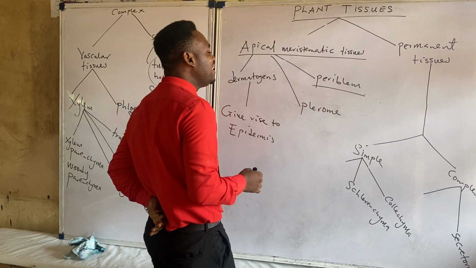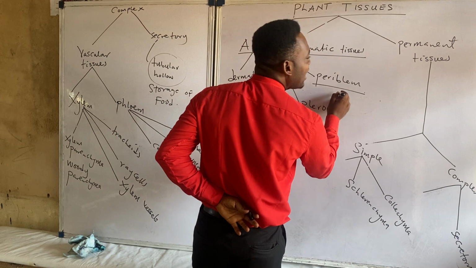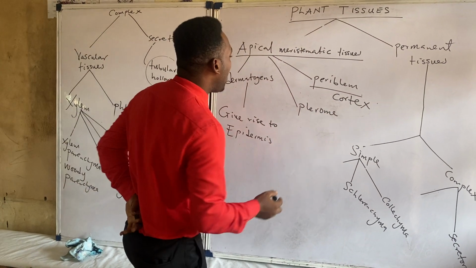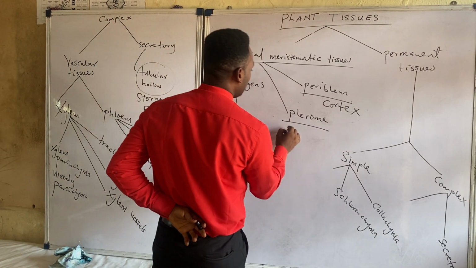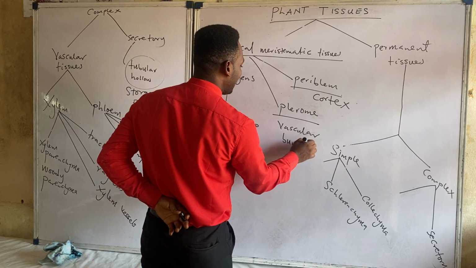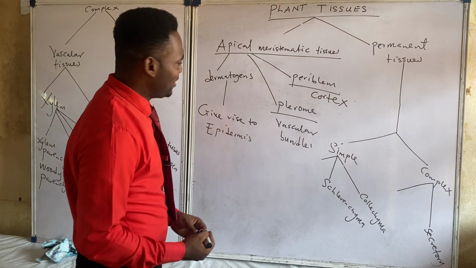The periblem gives rise to the cells of the cortex, while the plerome gives rise to the what? Vascular bundles. Vascular what? Bundles of plants.